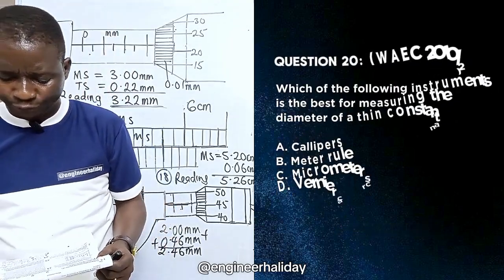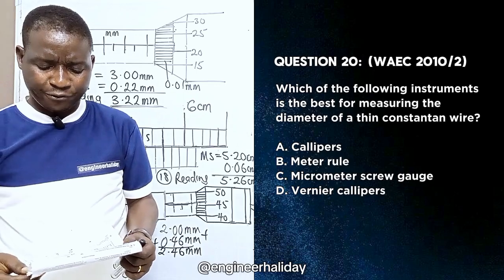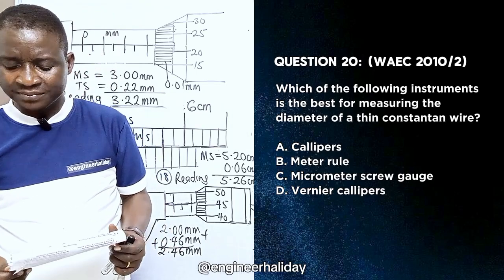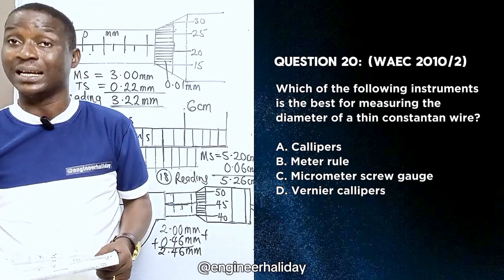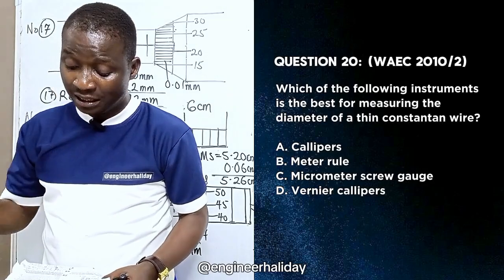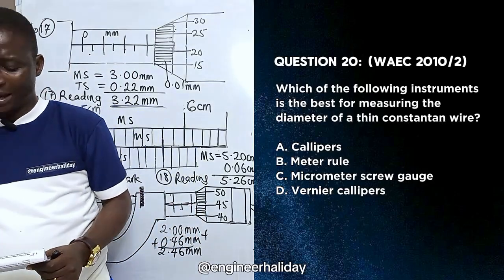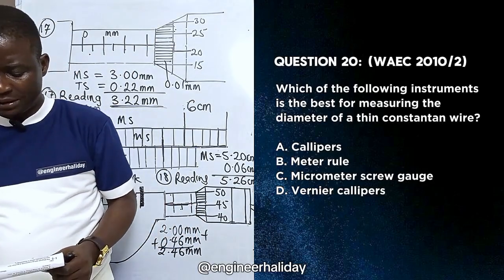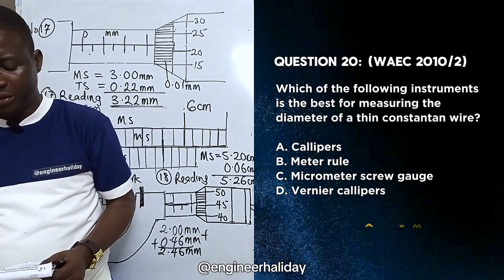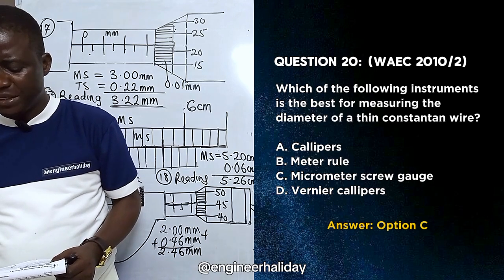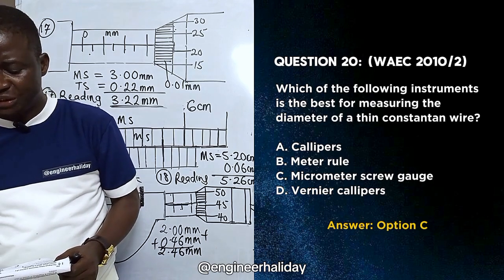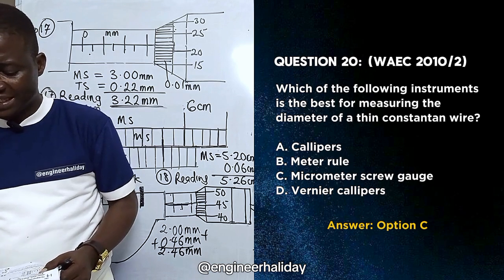Number 20 says which of the following instruments is best for measuring the diameter of a thin constantan wire? I don't need to waste time on that. Anytime you want to measure the diameter of a wire, use a micrometer screw gauge. The options are A vernier caliper, B meter rule, C micrometer screw gauge, D vernier caliper. So the answer is C.